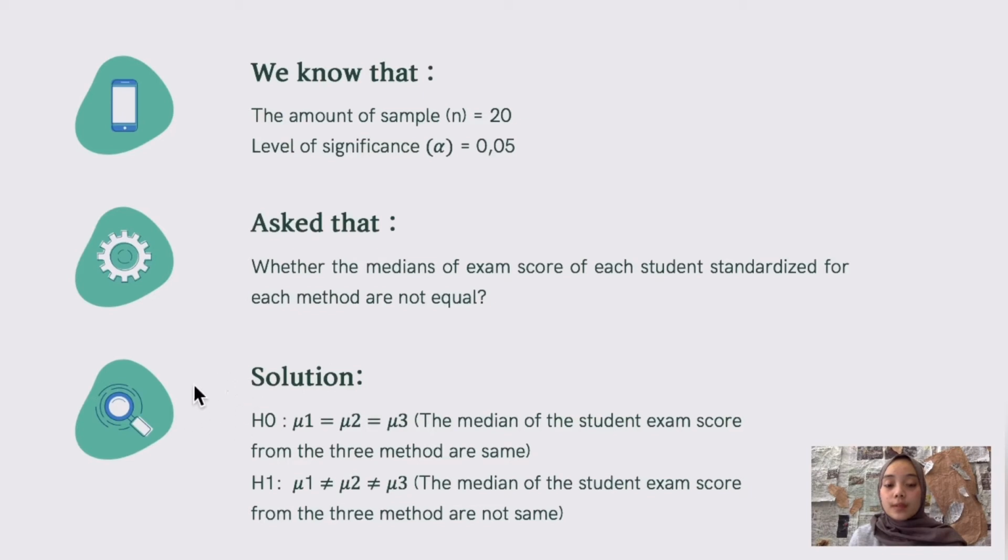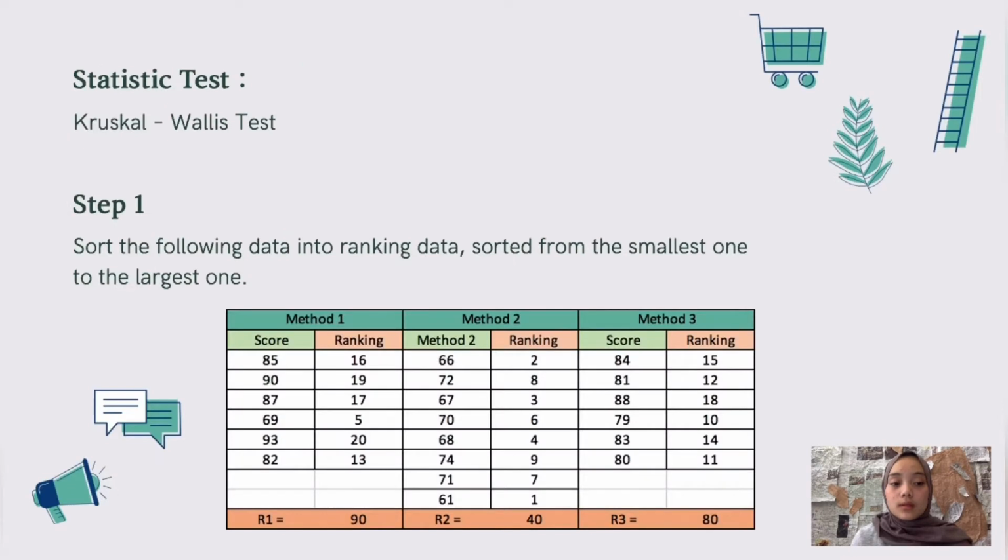The first step is the hypothesis. H0 is mu1 equal to mu2 equal to mu3: the medians of the student exam scores from the three methods are the same. H1 is mu1 not equal to mu2 not equal to mu3: the medians of the student exam scores from the three methods are not the same. For the test statistic, we use the Kruskal-Wallis test.